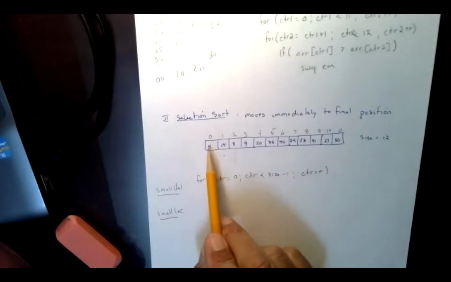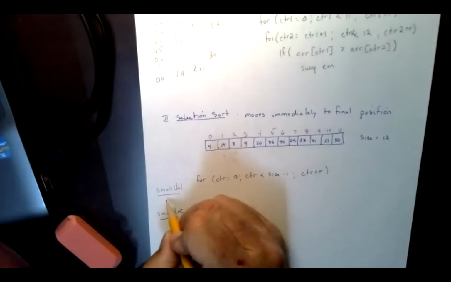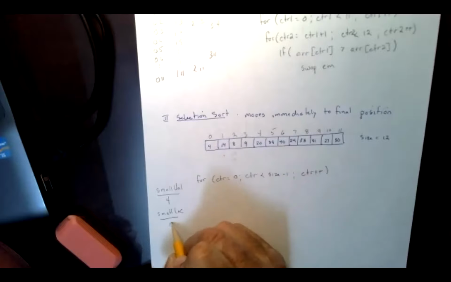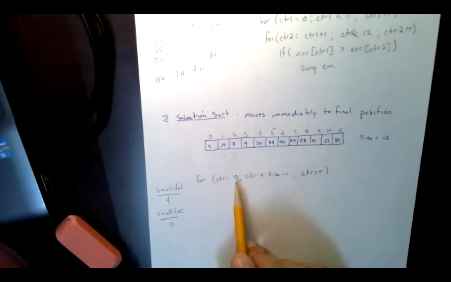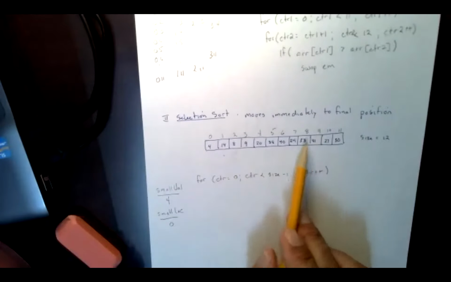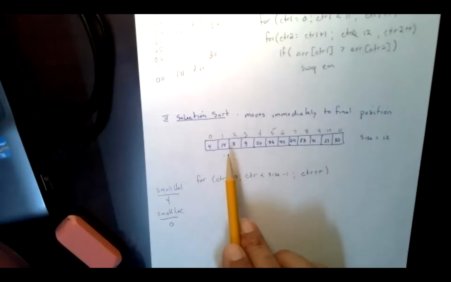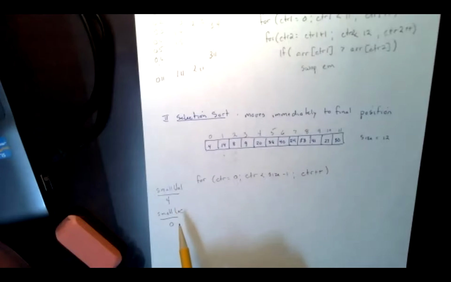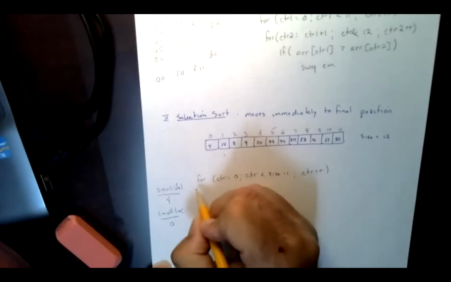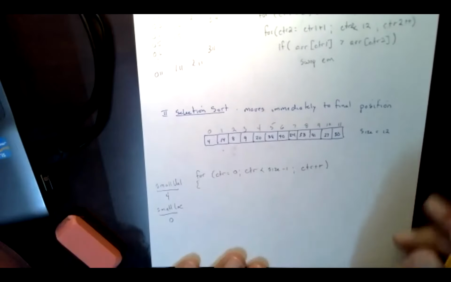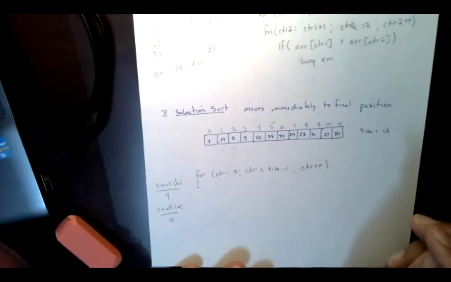So right now I'm starting at 0. My small value is going to be 4. My small location is 0. My counter is 0. So I'm going to go from the rest of the way out, which would be 1 out to 11, and see if there's a value smaller than the 4 and what its location is, because that's what I'm going to swap. You with me? I'd like to turn you loose on this, but I'm going to have you code these when we're done.